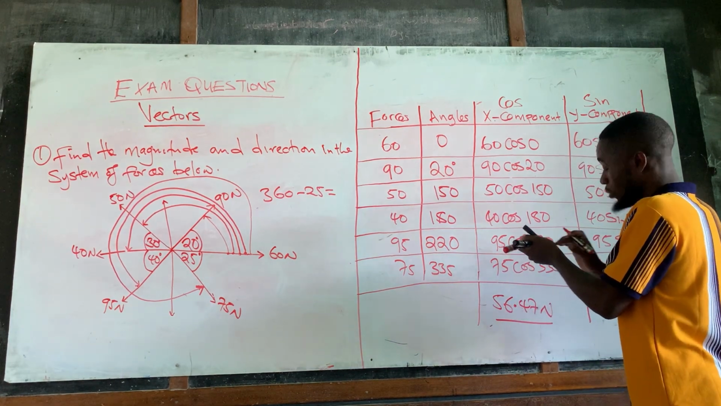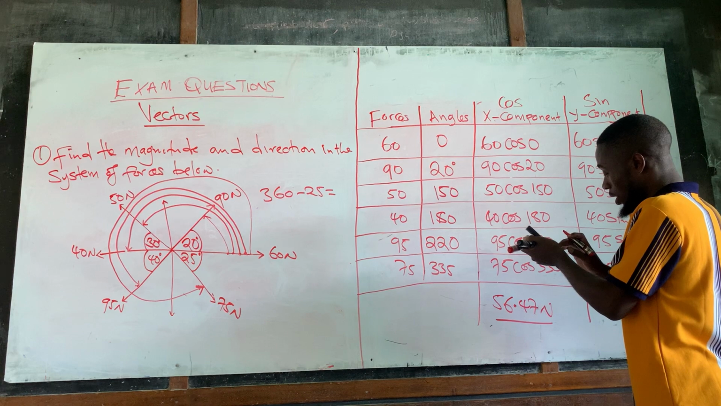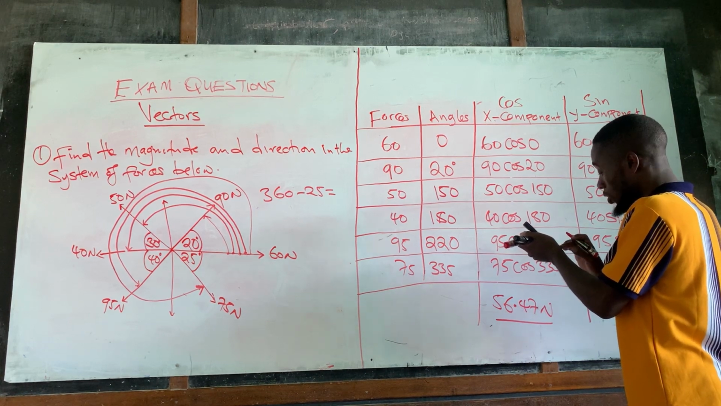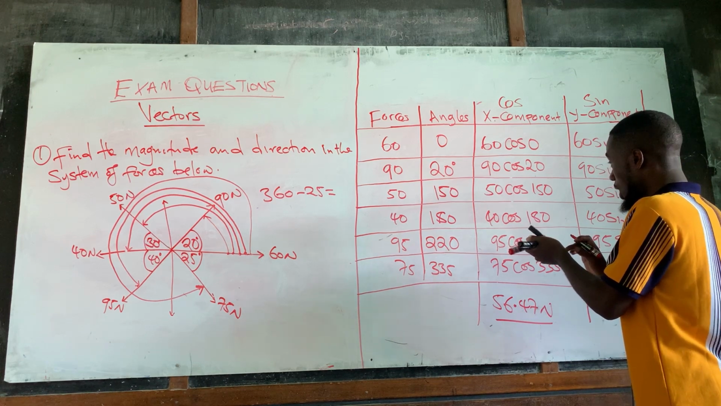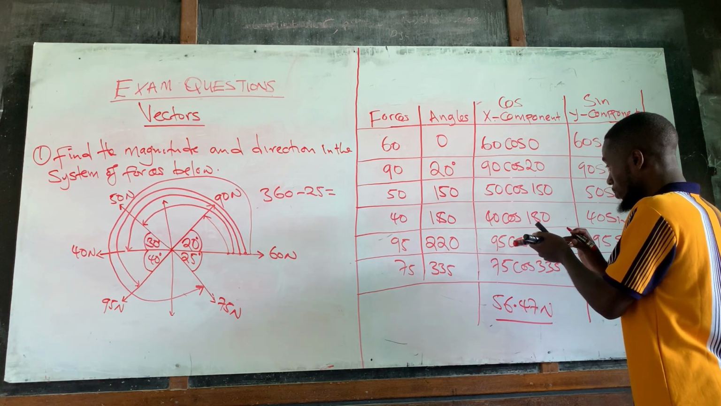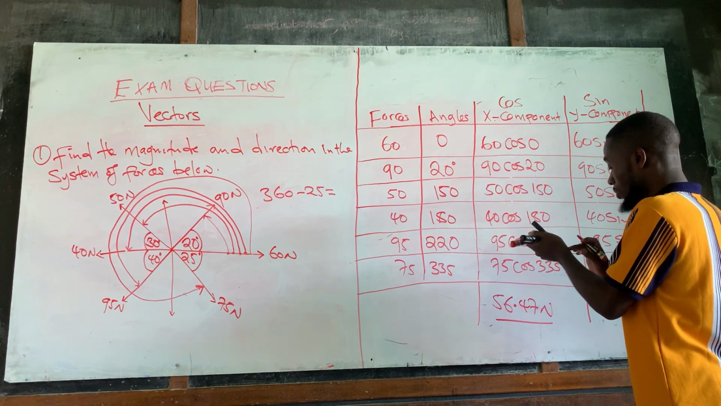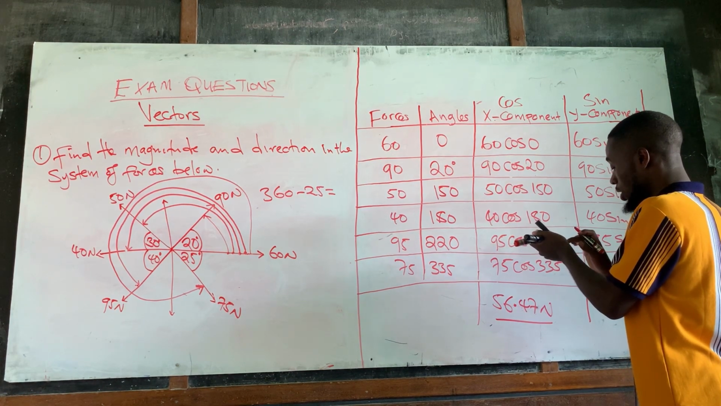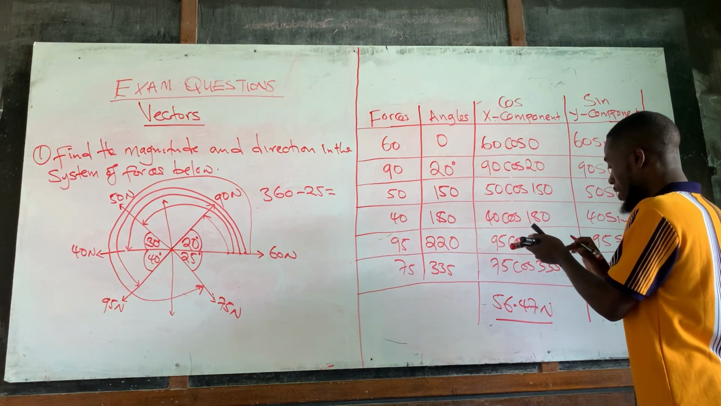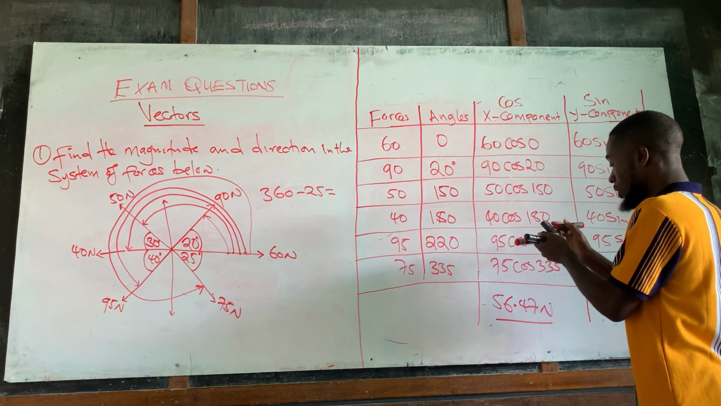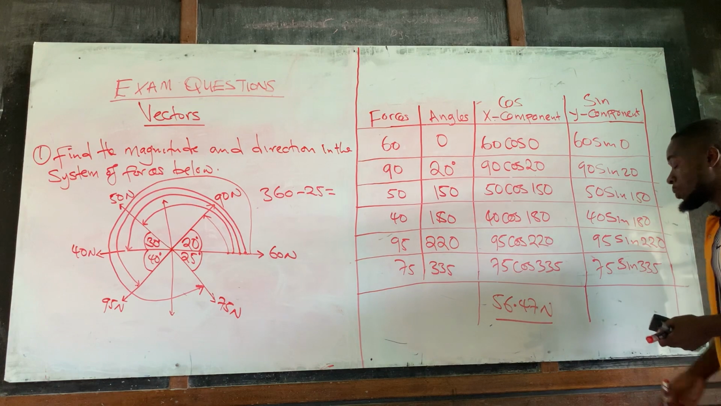60 cos 0 plus 90 cos 20 plus 50 cos 150 plus 40 cos 180 plus 95 cos 220 plus 75 cos 335. Okay? You get the same answer, which is 56.47.